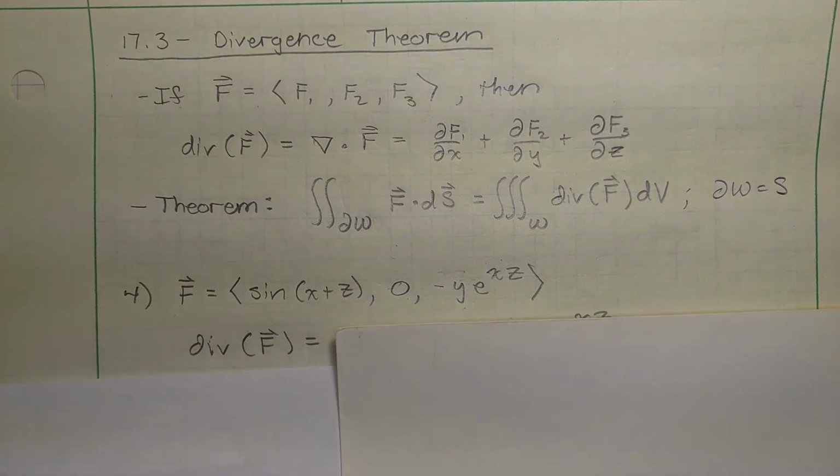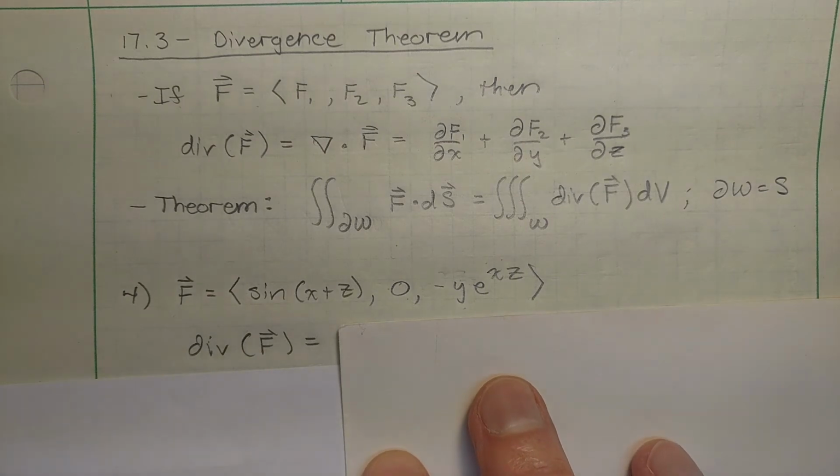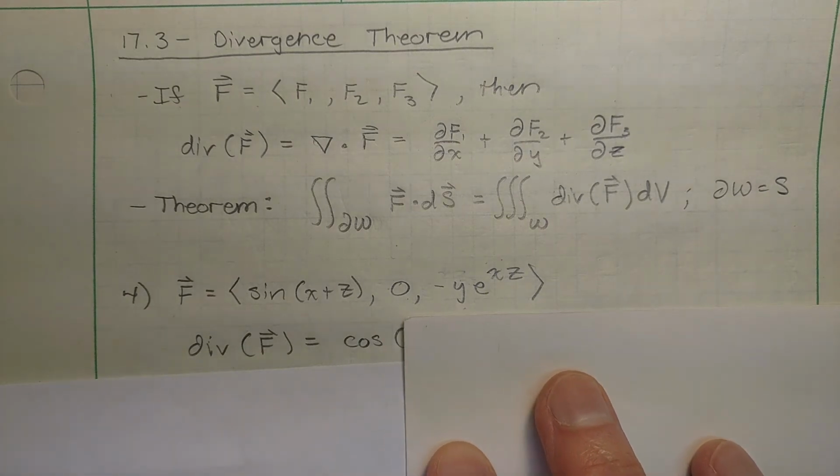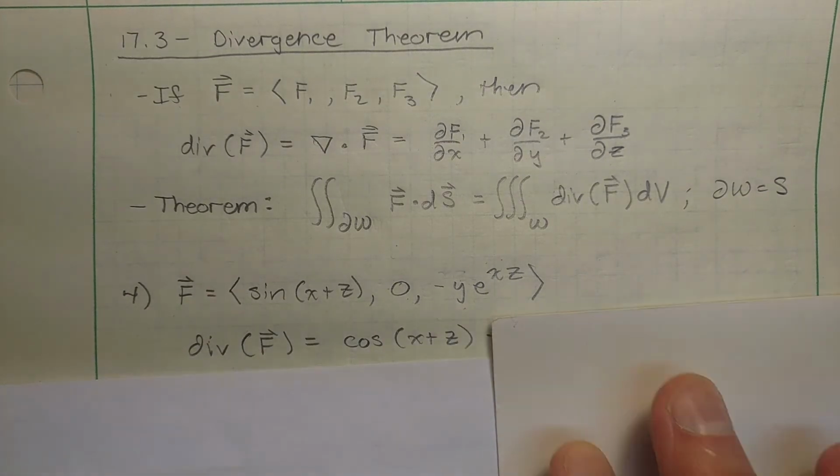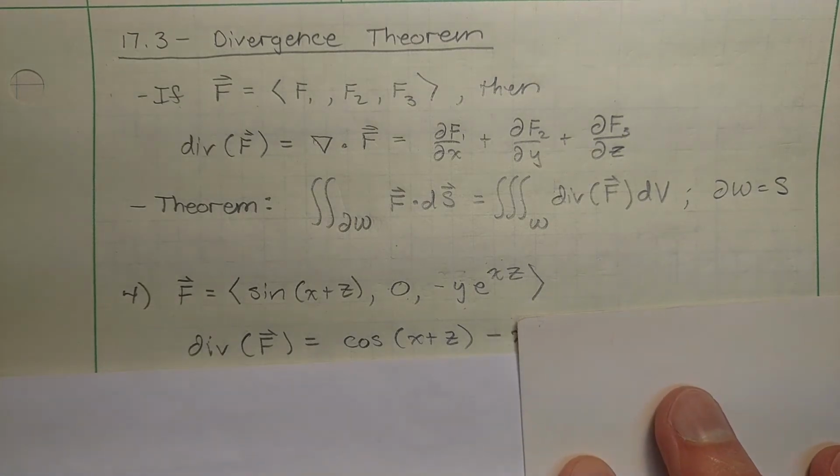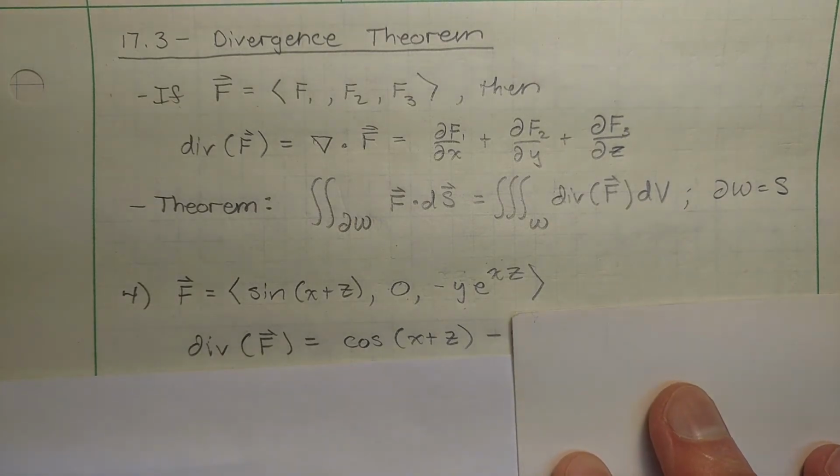So the divergence of F, taking the partial of the x component with respect to x, the derivative of the inside, x plus z, is just 1, so we have 1 times, and the derivative of the sine is the cosine, and we keep it as x plus z. This is going to then be plus the derivative of 0, which is 0, so it's plus 0.